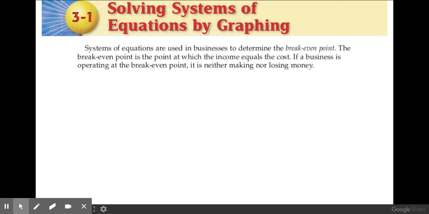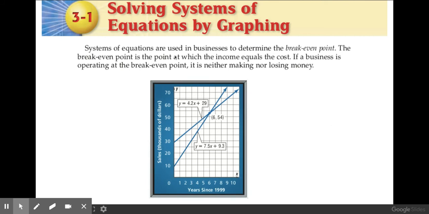So systems of equations are used in business to determine the break-even point. The break-even point is the point at which the income equals the cost. If a business is operating at a break-even point, it is neither making money nor losing money. So let's look at our initial example from the beginning of this lesson. This was, again, the in-store sales, and this was the online sales. So at the beginning, in-store sales were more than online sales.